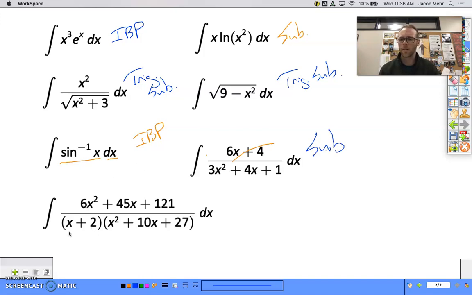Now on the last one here, let's see here. If I take the derivative of this, I'm going to have a 2x plus 10. That's not going to cancel out anything there. If I take the derivative of this, I would have a 12x plus 45. That's not going to cancel out anything. Plus, we got that x plus 2 hanging out. So after exhausting the possibility of substitution, this is one where we're going to have to go with partial fractions.